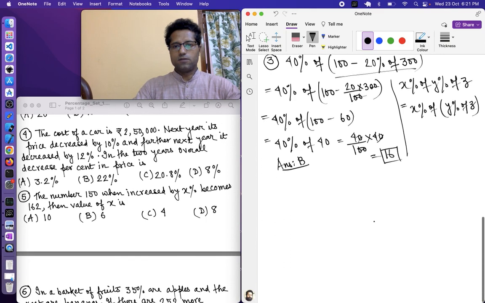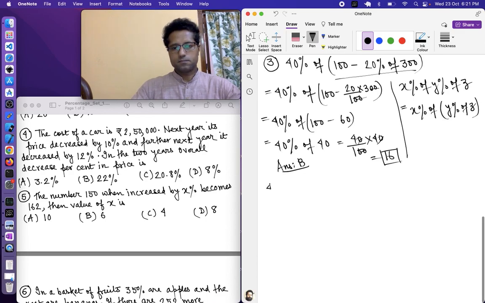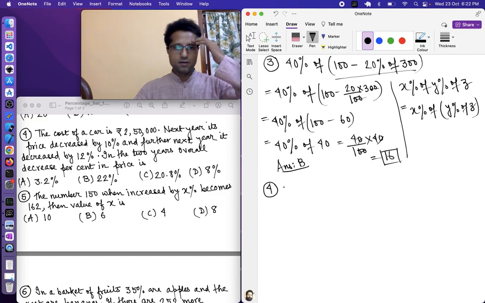Okay, let's solve problem number 4. The cost of a car is rupees 2,50,000. Next year its price decreased by 10%, and further next year it decreased by 12%. In the 2 years, the overall decrease percent in price is. Okay, so after the first year, the price decreased by 10%, and then at the end of the second year, the price decreased by 12%. But remember, the decrease of 12% is based on the reduced price after the first year.